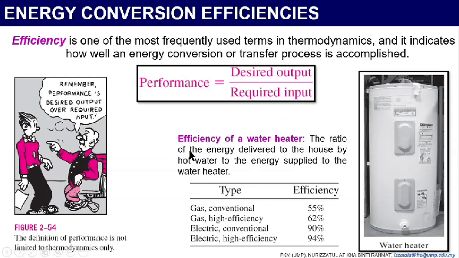For example, the efficiency of a water heater is the ratio of the energy delivered to the house by hot water to the energy supplied to the water heater. Then we can get the efficiency of each type of water heater.